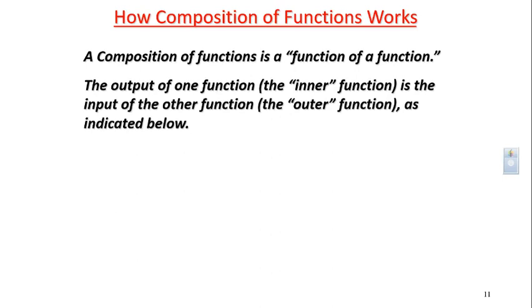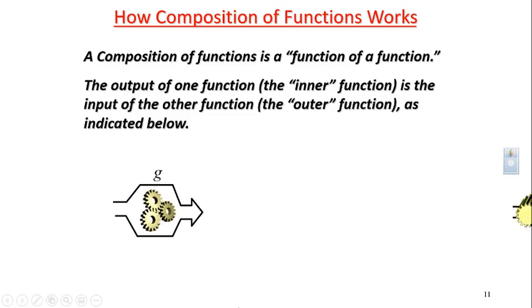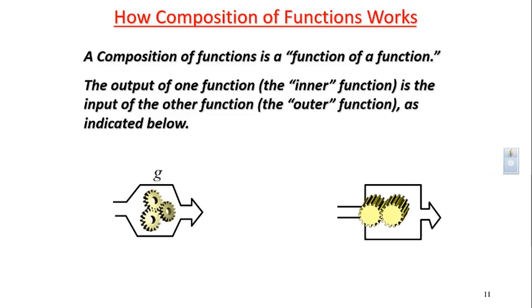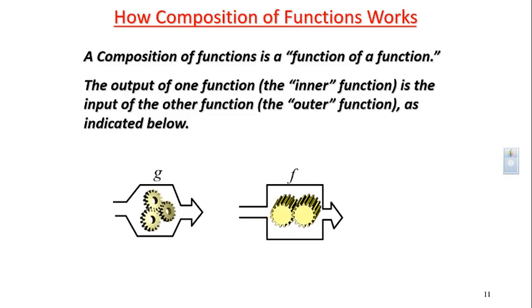So the output of one function, which I call the inner function, is the input of the outer function. Let me show you an indication here. Let's say our inner function is the function g, indicated by this nice little graphic here with gears within. And then the outer function is f. So that's another function with different gears. So we plug x into g. What comes out of g, if we plug x into g, the output is then g of x. That immediately becomes the input of f. And so the output of the combination of the composition is f of g of x.